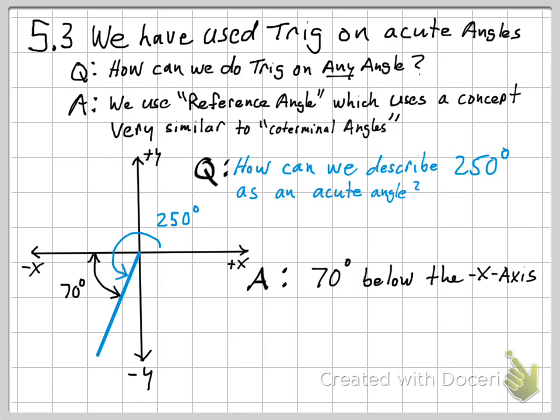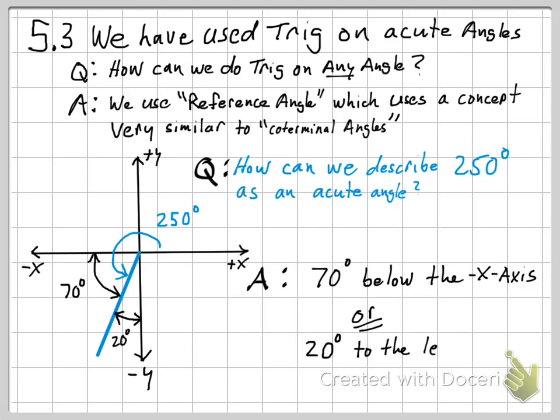Remember, when we're doing this, one side of the angle always has to be the x-axis, be it positive or negative. So I can do this two ways. I can say this angle is 250 degrees, or I can say this angle is 70 degrees in quadrant 3, or I can say this angle is 70 degrees below the x-axis. 70 degrees, of course, being acute.